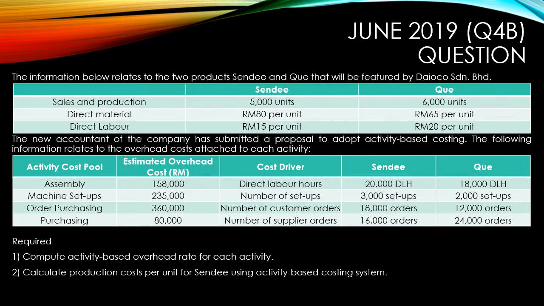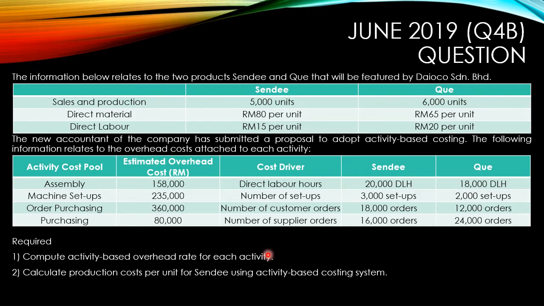So we go further into illustration. We go to June 2019, question 4b. Okay, the information below relates to the two products, Sandy and Q, that will be featured by a company named Daiko. As usual, they give you the prime cost to produce Sandy and to produce Q. This is the prime cost here. And then they give you the information about the overhead.